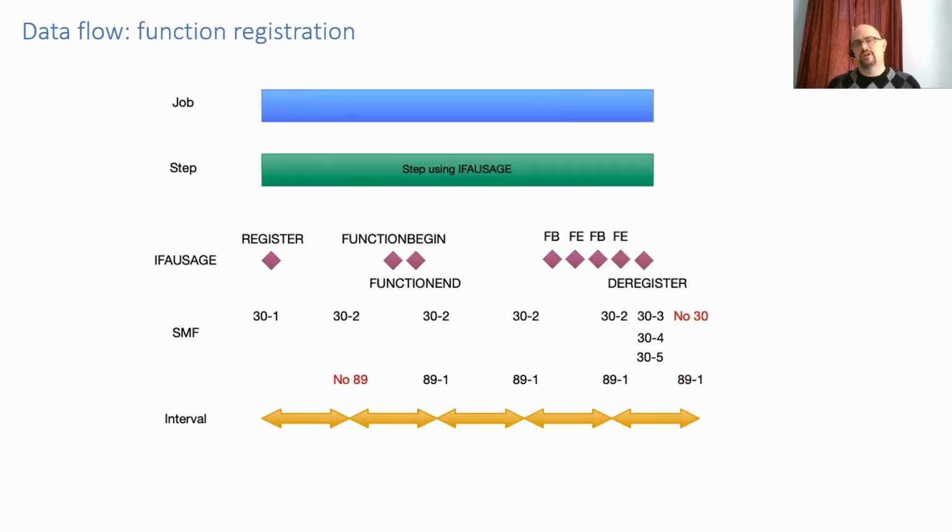And then a similar picture, this one with function begin, function end. So you can see where we have a couple of function begin, function end pairs. We don't show any function data calls here, but they could be in there. And we won't show this product in the type 89 record until we see a function begin, which is why that first interval won't have a type 89.